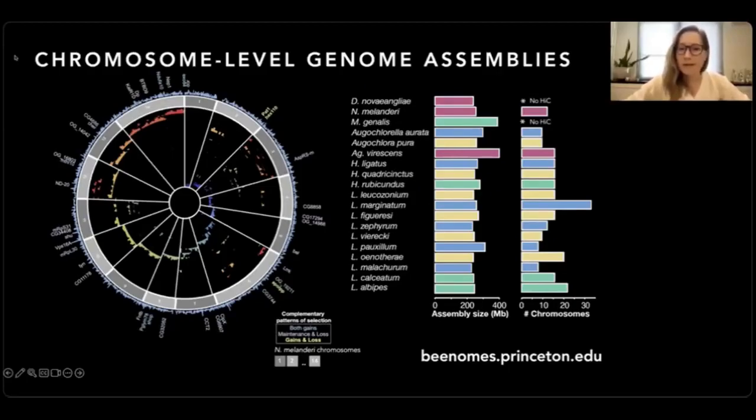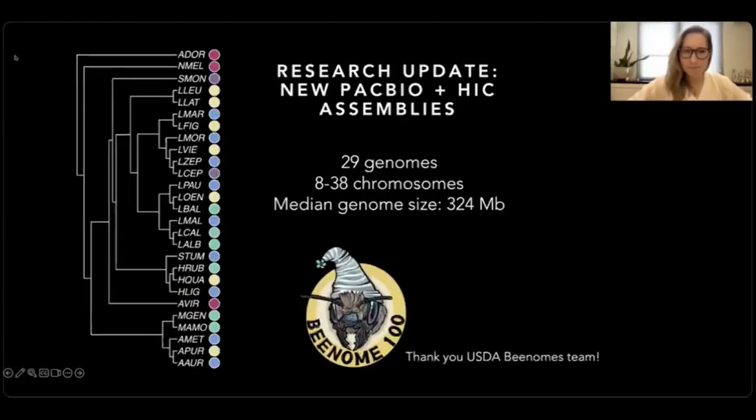And the wedge plot that you see on your left shows you the chromosomes for our outgroup species. And the single colors inside each of the wedges correspond to a single color of a single chromosome in a different species. And so this should show you that synteny is pretty well conserved across these different species. And if you're interested in accessing these resources, they're all online at beenome100.princeton.edu.